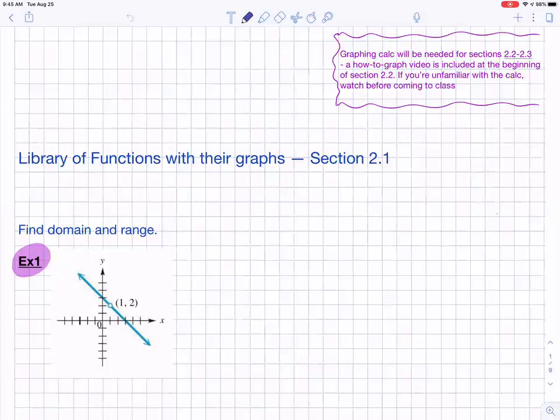Zoom, you guys okay? Yep. Alrighty, here we go. So we've got library of functions.